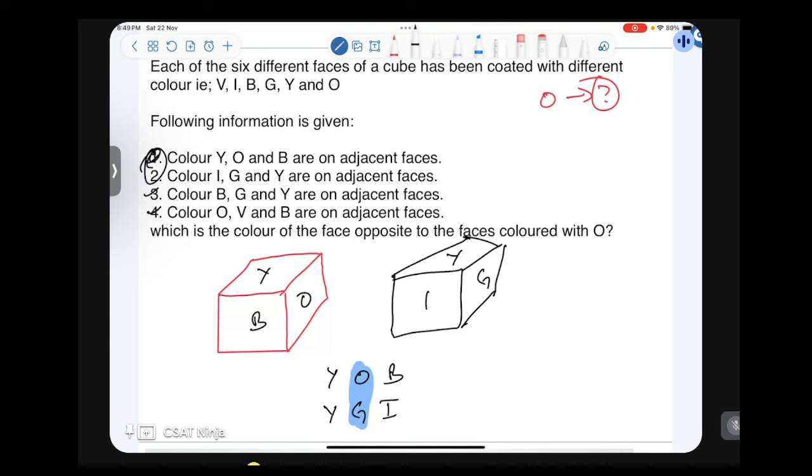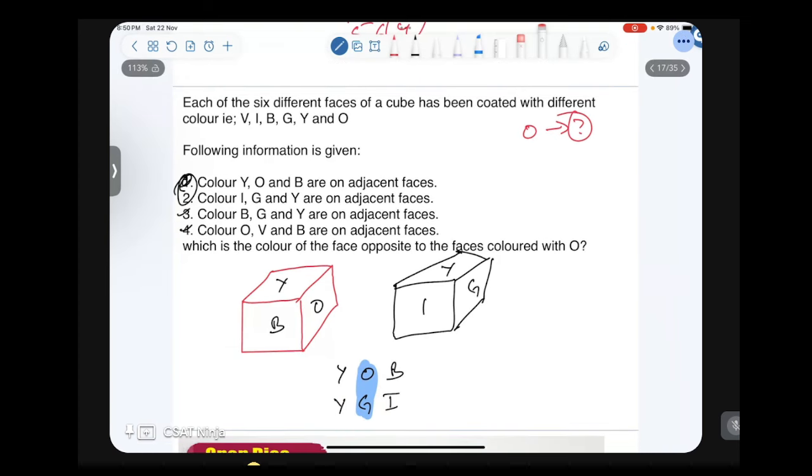You can also look at the other statements. See, statement number 2 says I, G, and Y are on adjacent faces. B, G, and Y are on adjacent faces. So just by looking at this also, I can say something here. G and G here, Y and Y here. That means if you have 2 faces common, the remaining faces will be opposite to each other. That means I will be opposite to B. So just by looking at 2 and 3, I can cross confirm that B and I are opposite to each other. So the opposite of O is nothing but G. So that's how we solve this type of question, okay?